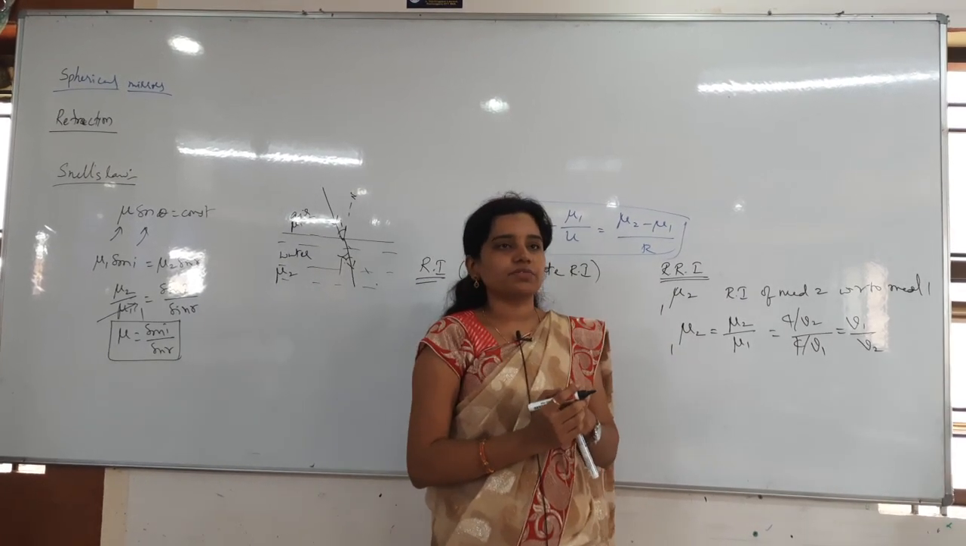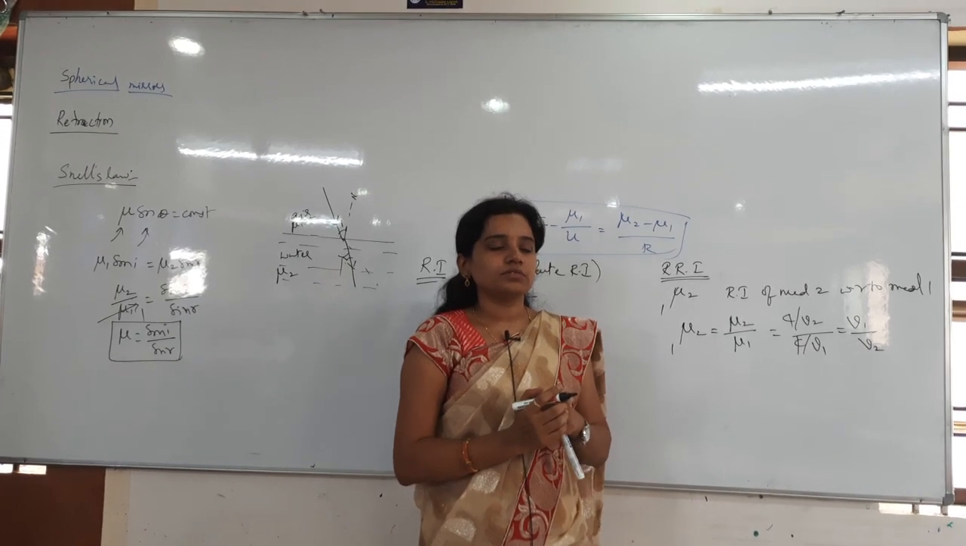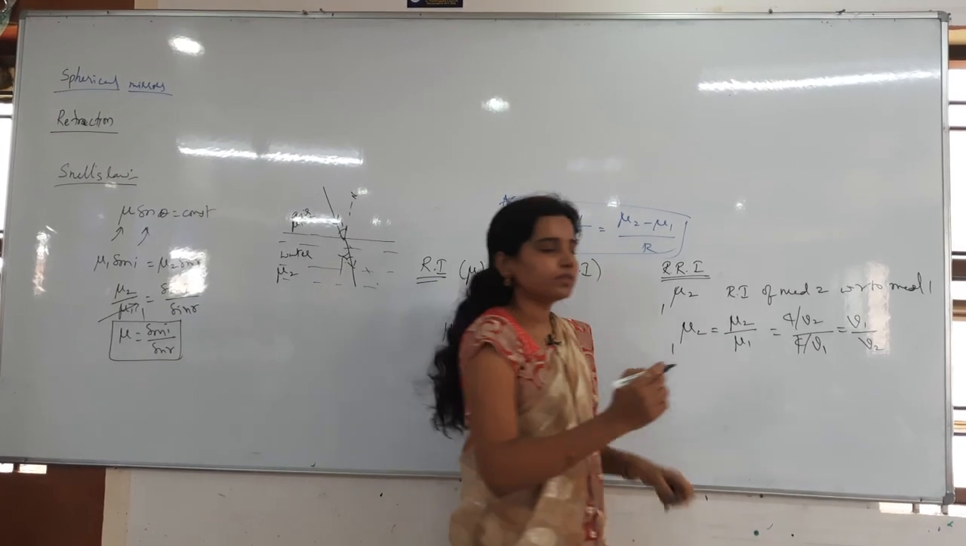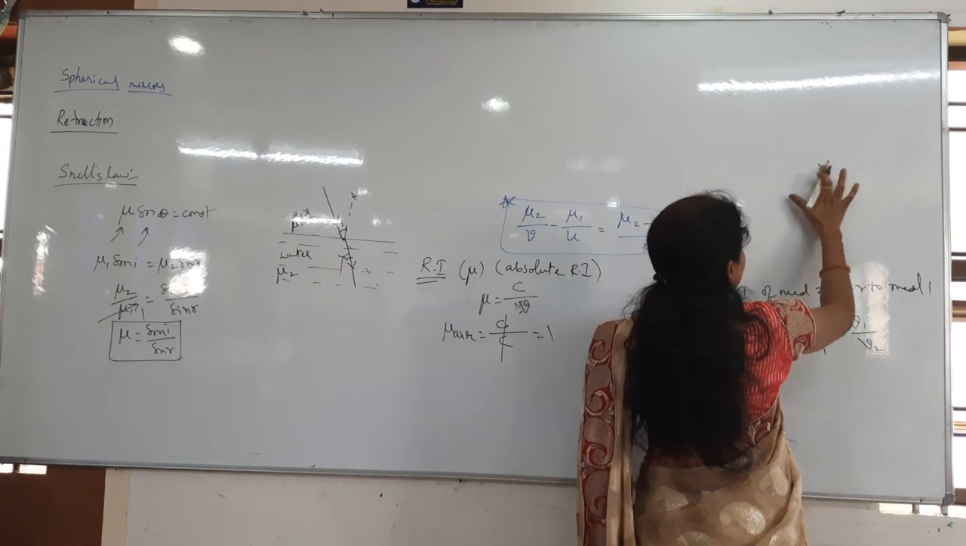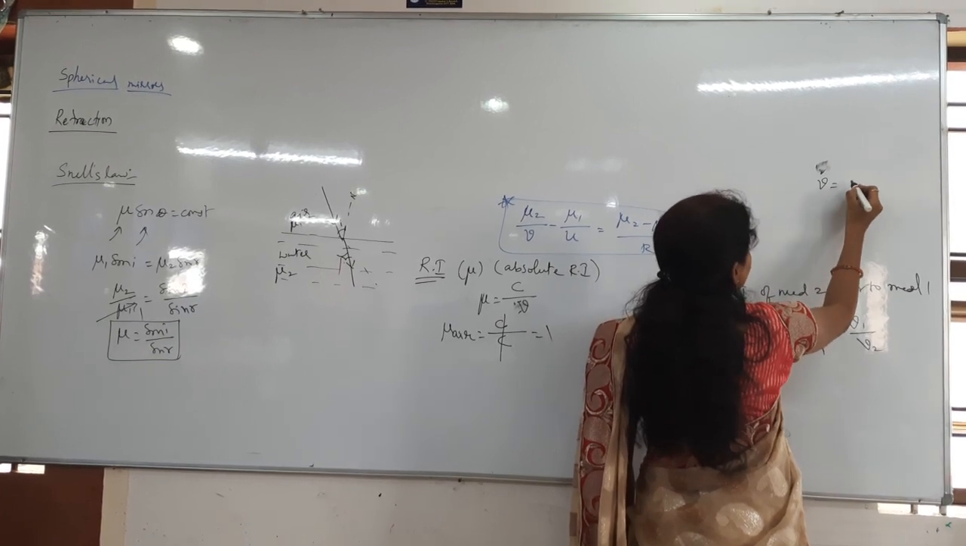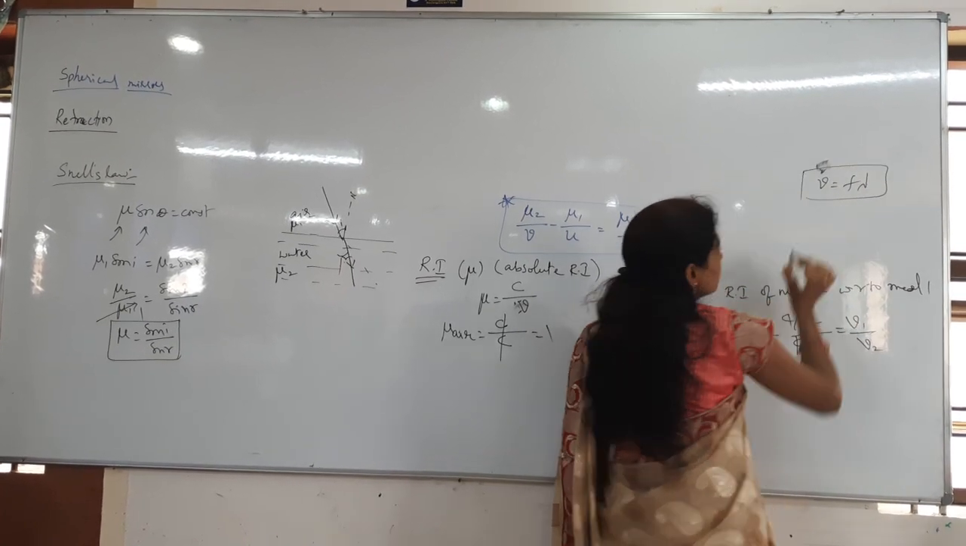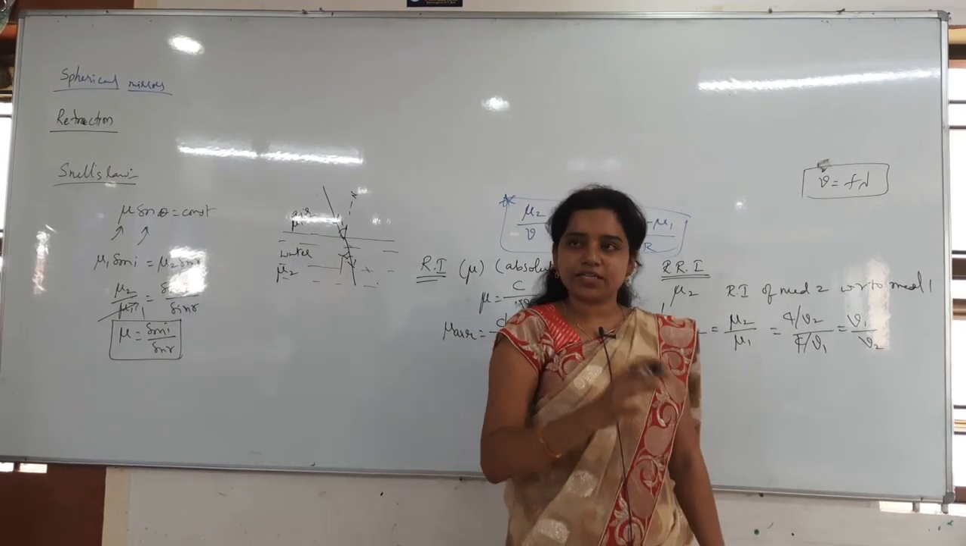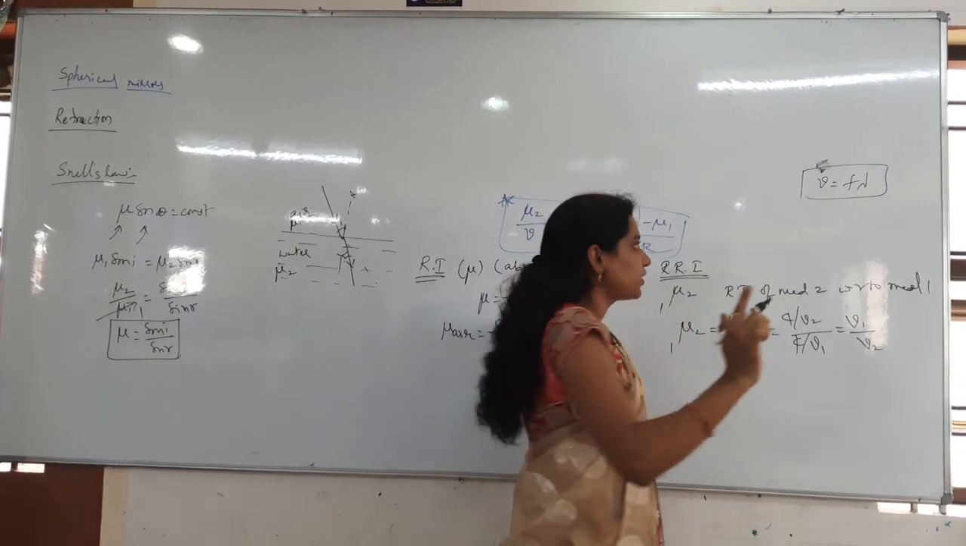What can you write in terms of wavelength? V is equal to what? What is the formula? You finish the entire waves chapter, and then you don't know. V is equal to what? V is equal to f lambda. If you are getting any confusion, I will tell you one short trick for that.